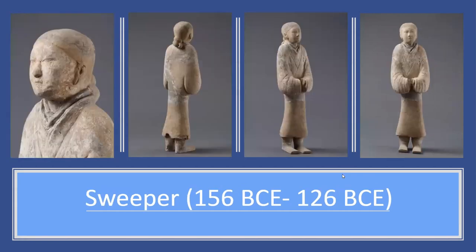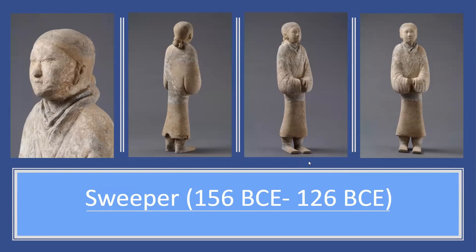Here we have another figure, also from the Hanyang Mausoleum, but here we see the difference in status. This is a lower ranking servant. She's actually a sweeper. When this was newly made, she would have been painted, and she would also have held a miniature broom in her hand that is now rotted away, because it would have been made from twigs and straw.